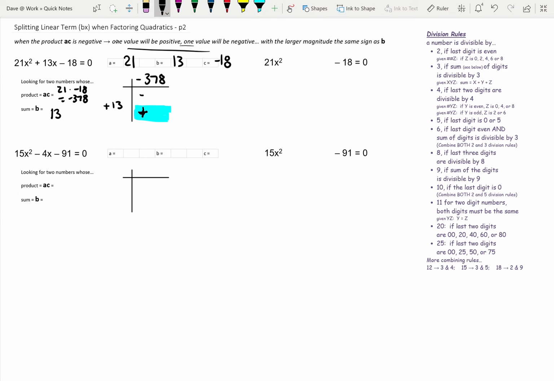So if I go through the process I've done in the past, and I look at the extremes, I have to realize that negative 1 and positive 378 is going to give me 377. That is way, way too big, the number 13. If I also take the square root of 378, I would find out that that number is roughly 19.442. Now, I know that 19 and 20 do not get multiplied together to give you 378.